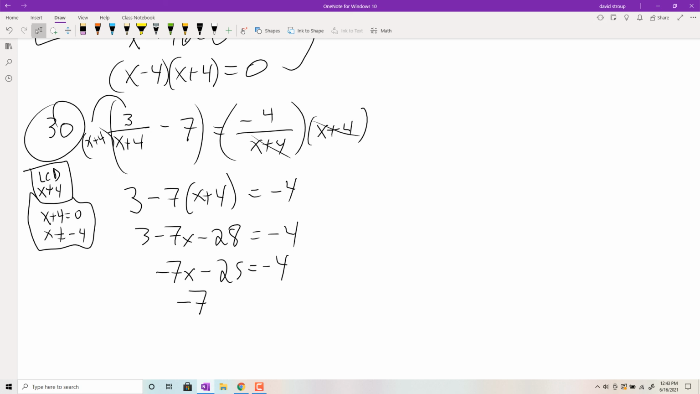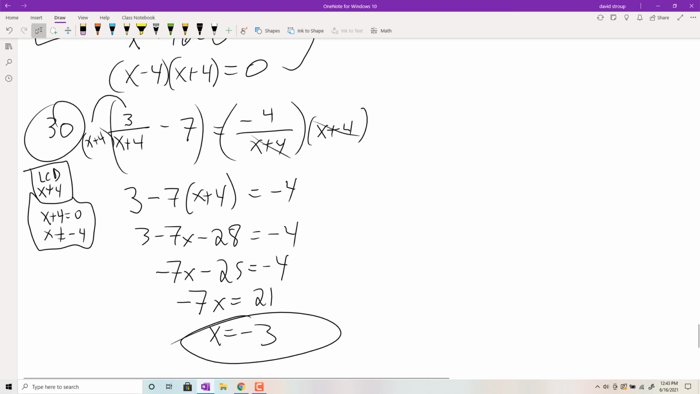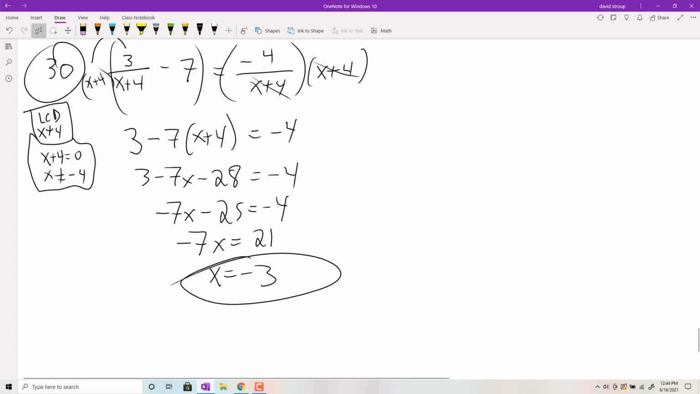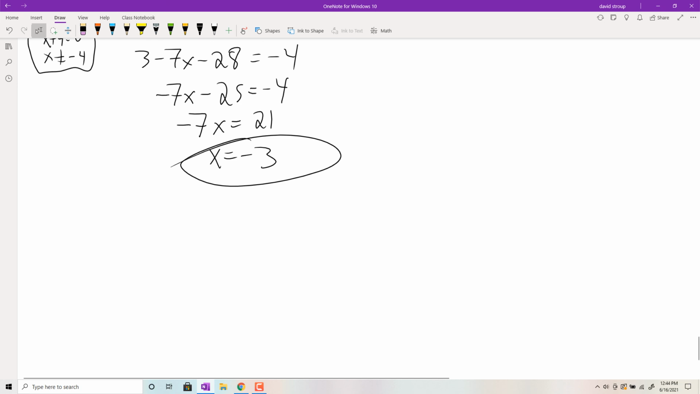Combine like terms, so negative 7x minus 25 is negative 4. Add the 25 to the other side, so you get 21. Divide both sides by negative 7, so x is negative 3. That is not restricted, so we are good to go. Negative 3 is your answer. One more, and then on to literal equations.